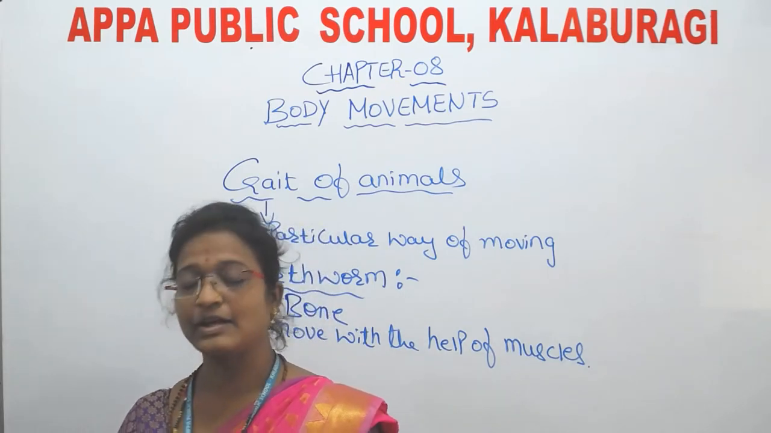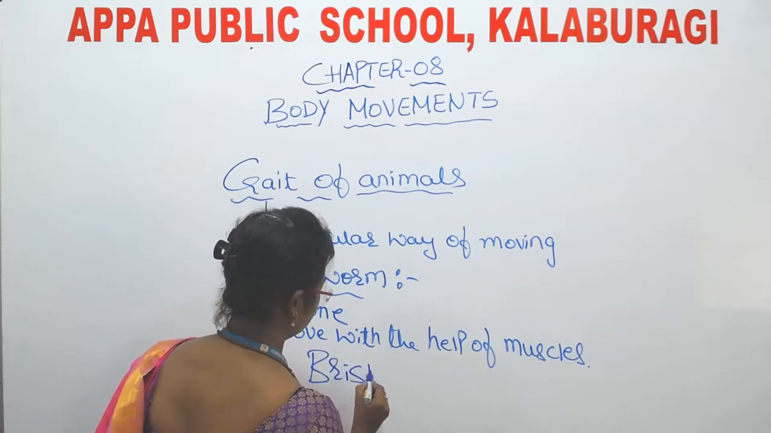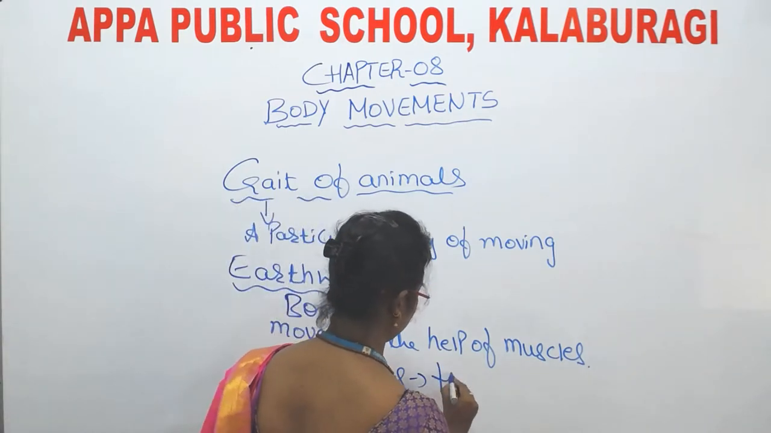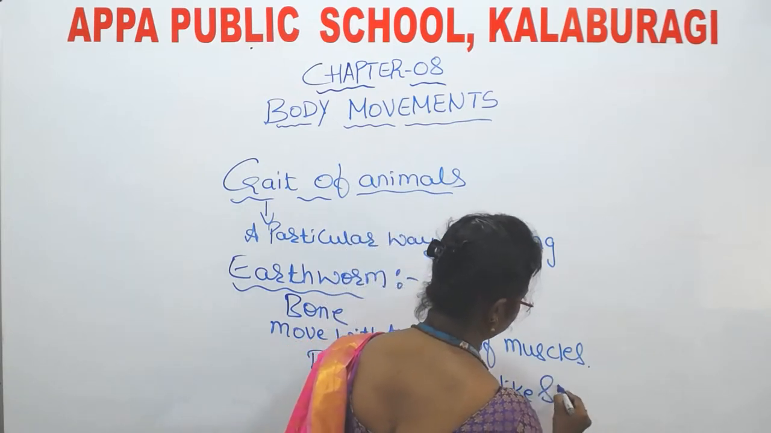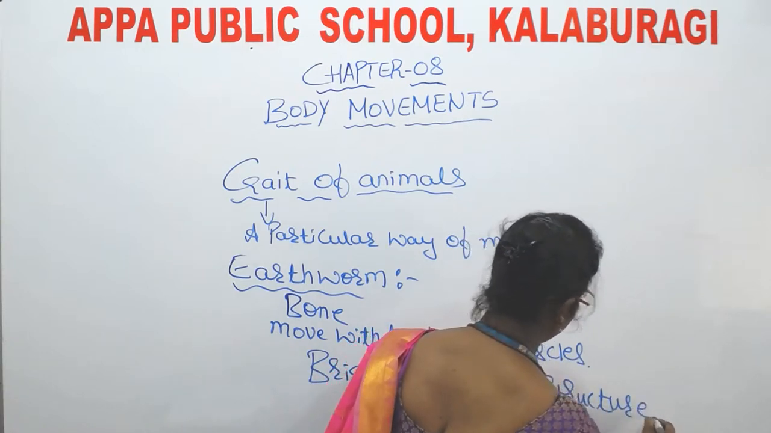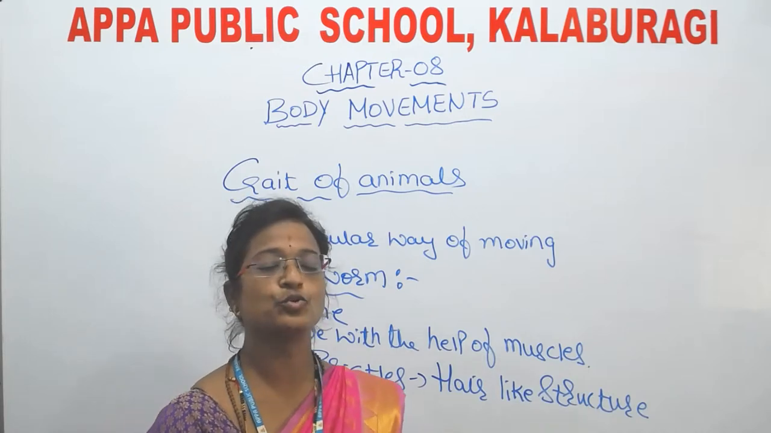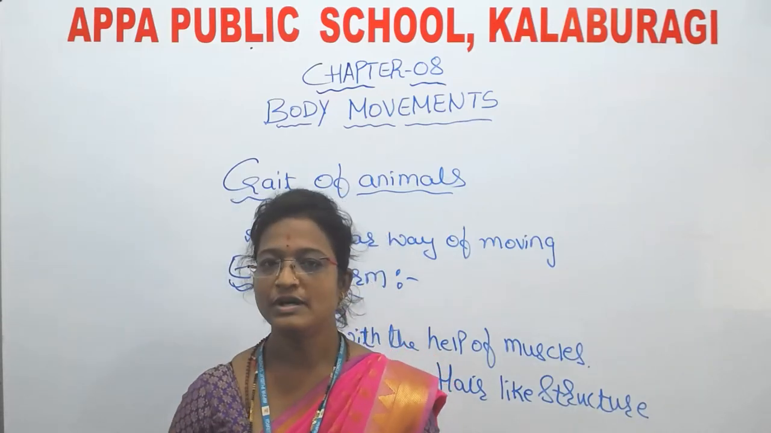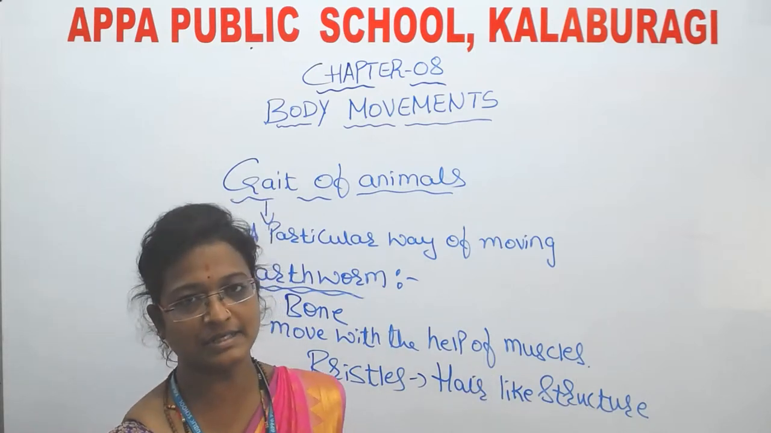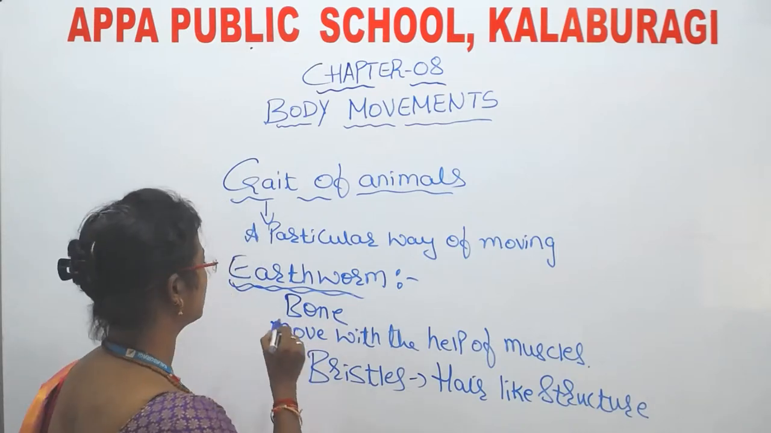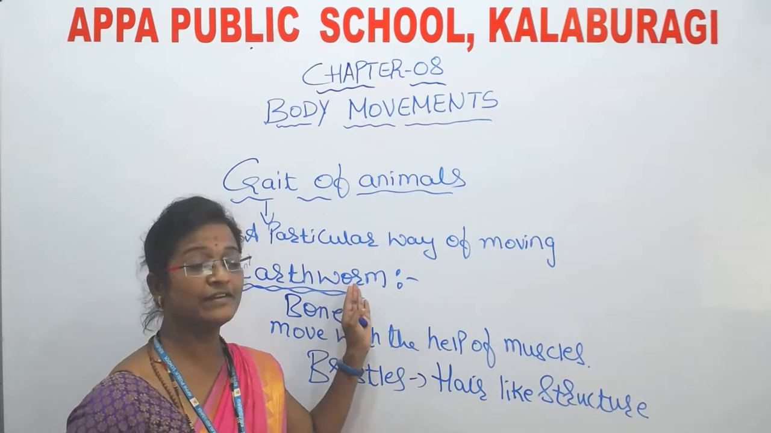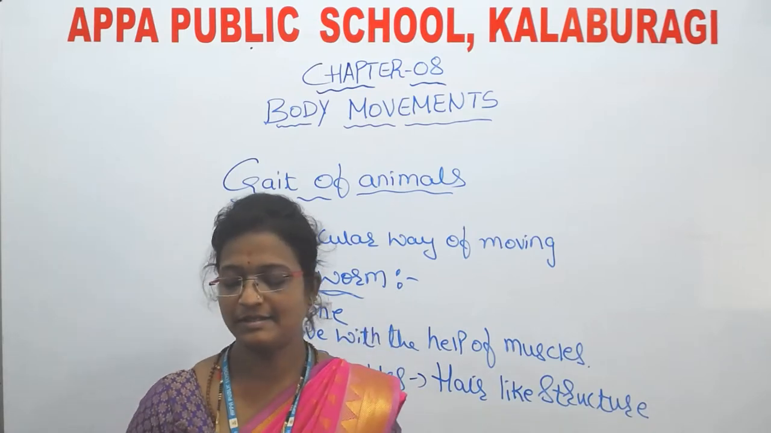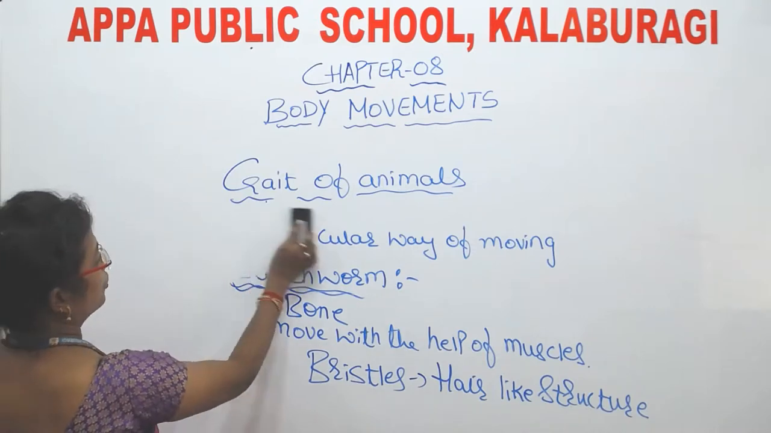And I also mentioned bristles. What do you mean by bristles? Bristles are hair-like structures. These bristles are connected to the muscles of the earthworm, which makes a good grip on the ground to move. So this is about the earthworm. And at last I said that earthworms are the friends of farmers. Okay, so today we will discuss the snail.